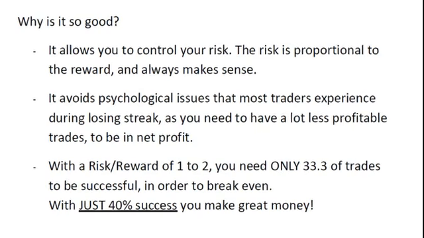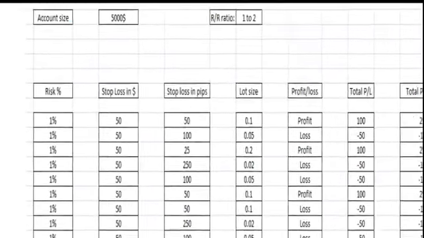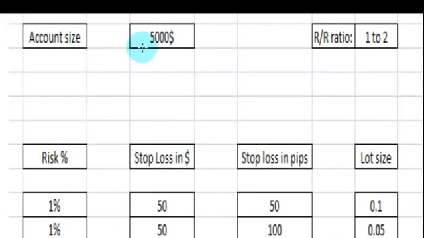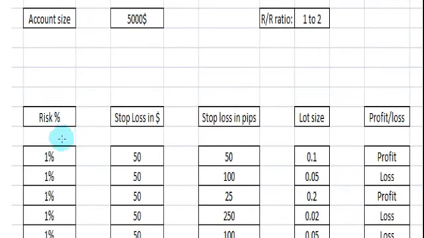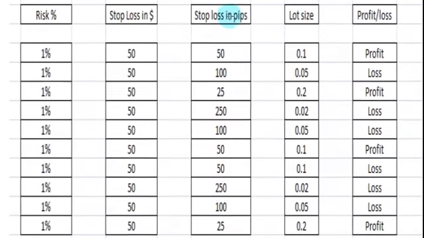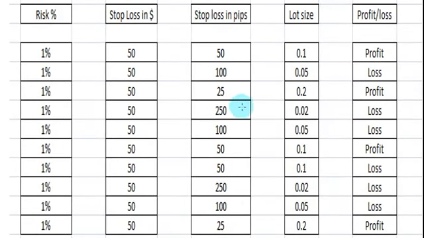Let me prove it to you. This is a table I prepared for you, just an example. I took a normal account size of $5,000, and my risk reward per every single trade will be 1 to 2, the same as the LST is designed to be. My risk per every single trade will be exactly the same, 1% per every single trade. 1% equals $50. My stop loss in dollars will be $50 per every single trade, which is exactly 1% of my account size. My stop loss in pips will be different per trade. Sometimes it's 50, 100, 25, and so on.